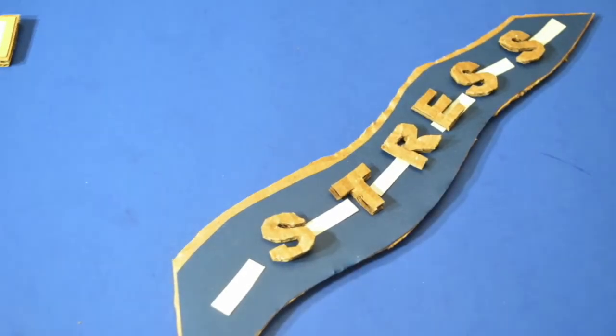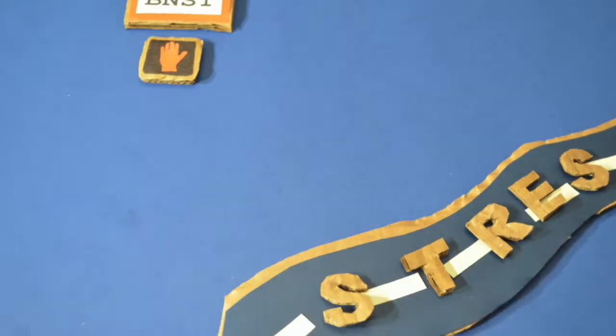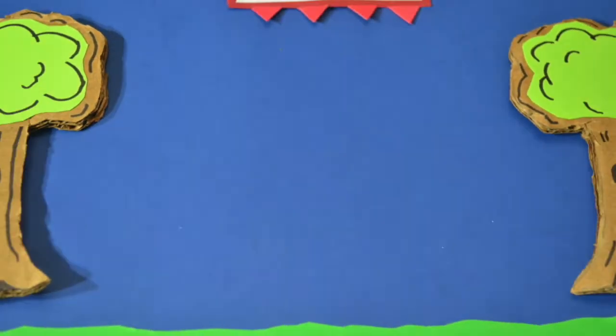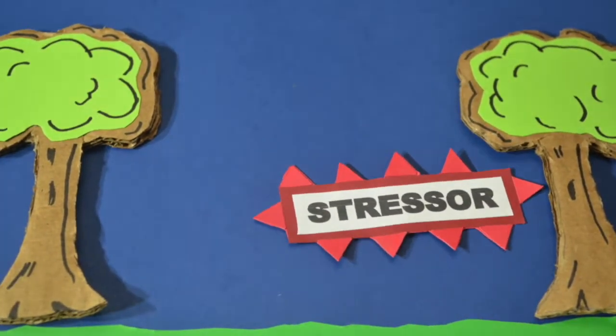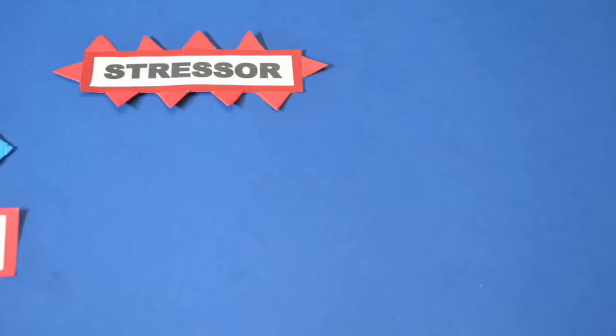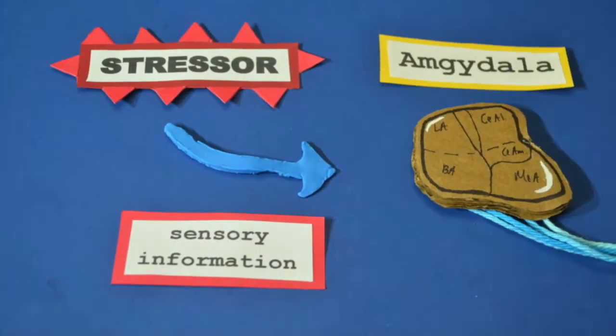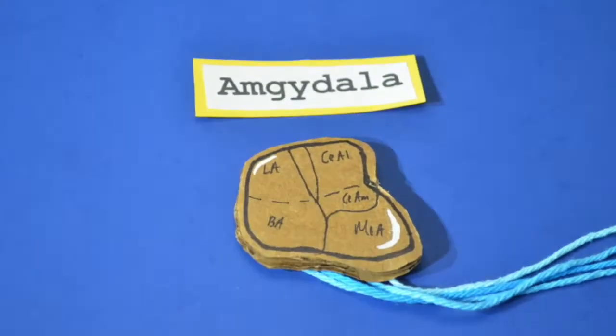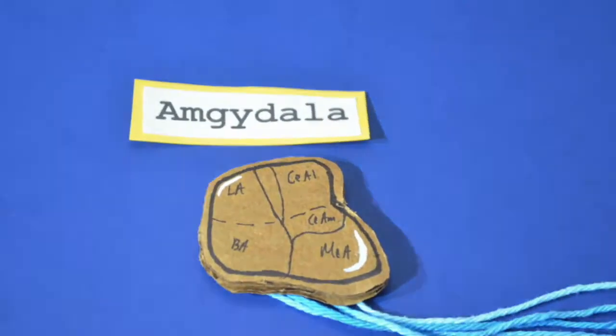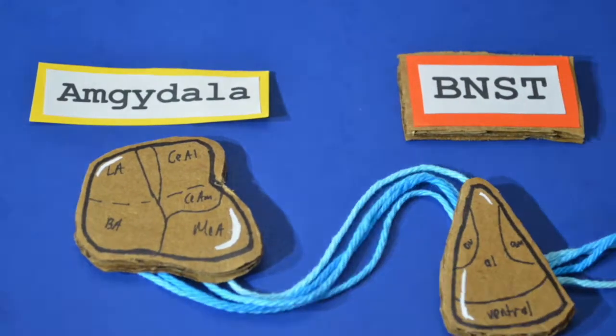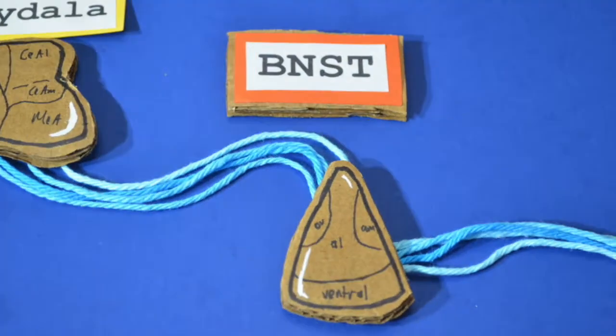But before looking at the BNST's role in this pathway, there must be a stressor. A stressor could be anything in one's environment that causes stress. The sensory information of a stressor is sent to our brain to be processed by the amygdala, which confirms whether this is stressful. If it is, the amygdala sends signals to several brain regions, including the BNST.